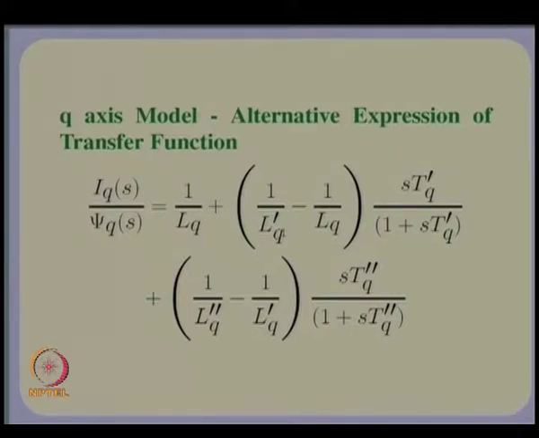So, we have TQ dash and TQ double dash, which are the short circuit time constants, LQ dash and LQ double dash, which are the transient and subtransient reactances or inductances, and TQ0 dash and TQ0 double dash, which are the open circuit transient and subtransient time constants. This is what they are called. Why are they called so? This will become clear in a couple of lectures from now when we do the short circuit and open circuit analysis of a synchronous machine.